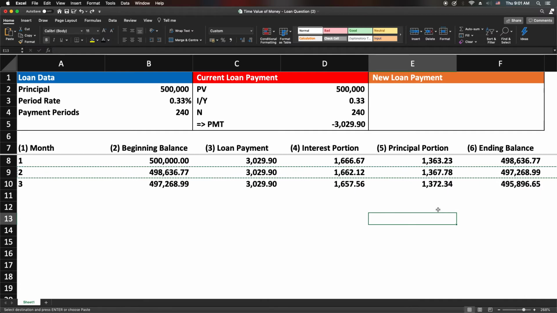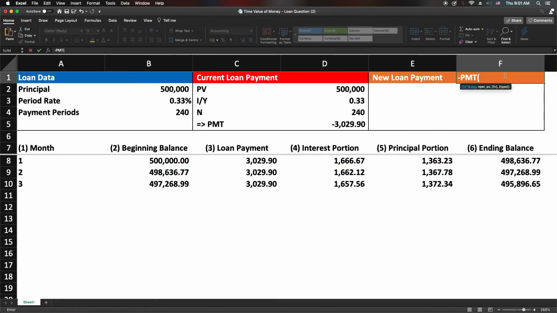For the second part of the question, which finds the new loan payment after the interest rate hike, we may use the PMT function again. As prime rate rises to 4% at the end of the 3rd month, the mortgage rate will be 4% plus 1%, which is 5%. And so the period rate will be 5% divided by 12 accordingly. Then for the number of payments, it is equal to 237 as 3 months have passed. And then for the loan principal, it should be the loan principal at the end of the 3rd month, which can be obtained from the loan amortization schedule.